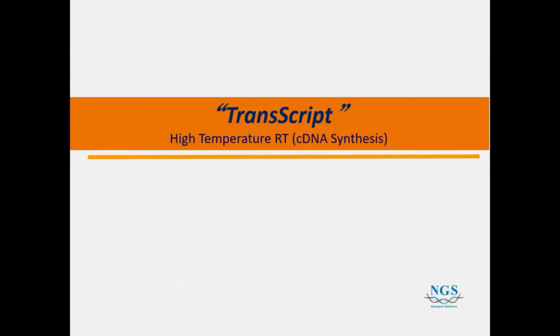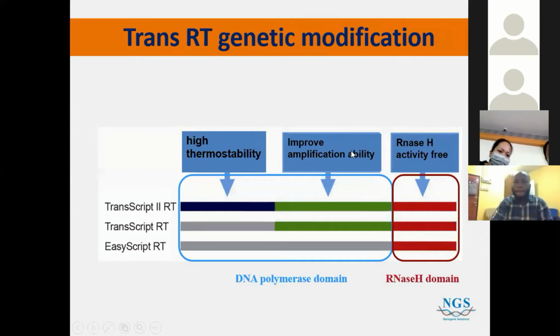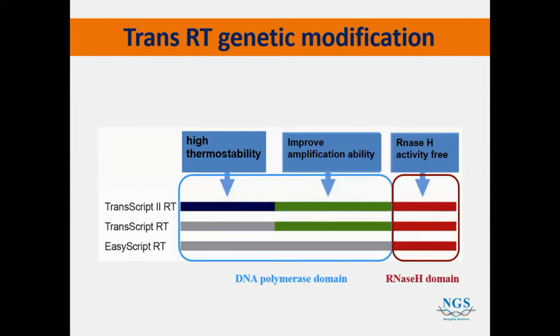All right. So after we do RNA extraction, we will proceed to cDNA synthesis, which we call reverse transcription. Transgene has made some modifications to their RT enzymes. They have 3 different series. The first series is EasyScript, Transcript, and Transcript 2. The difference here is the different modifications made.